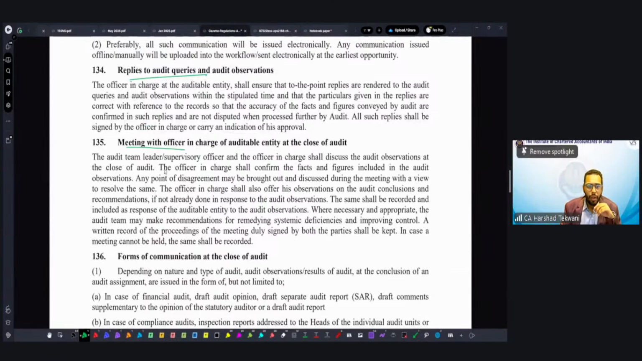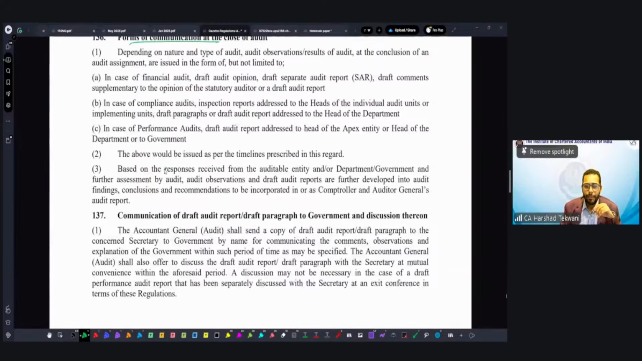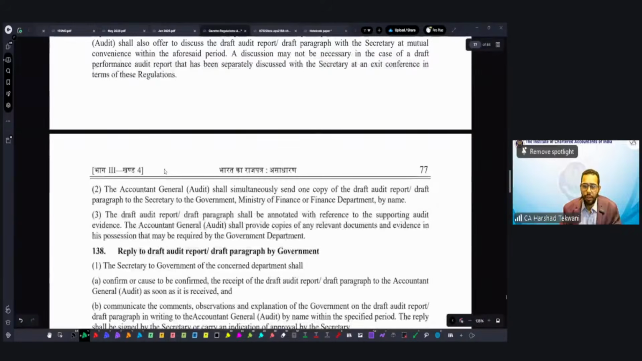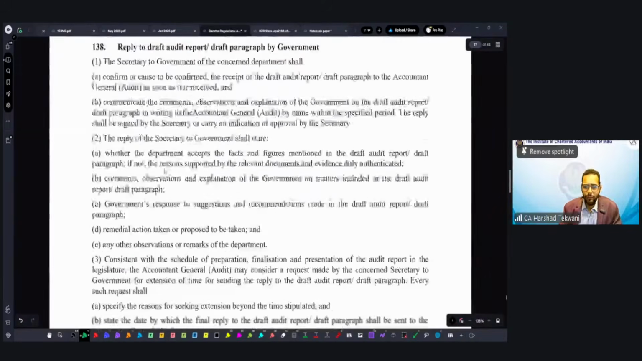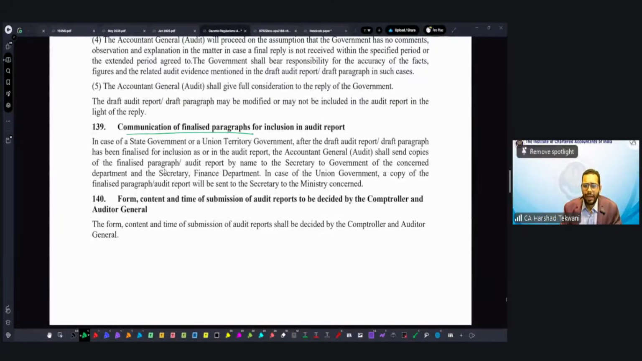Okay, meeting with officers, forms of communication, then communication of draft report. Okay, and then reply to the draft report is there, communication for the finalized paragraph, form and content and time of submission of the audit report. So what should be the form, general form of the audit reports? Okay, all these things. And then the follow-up is there.